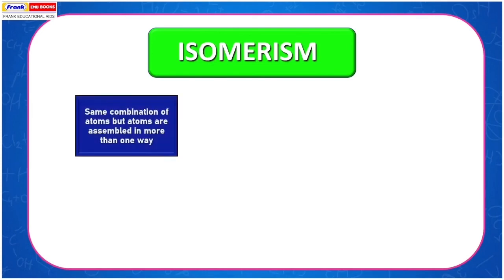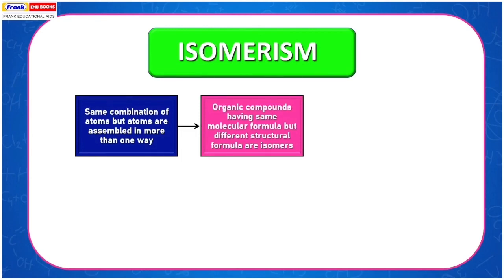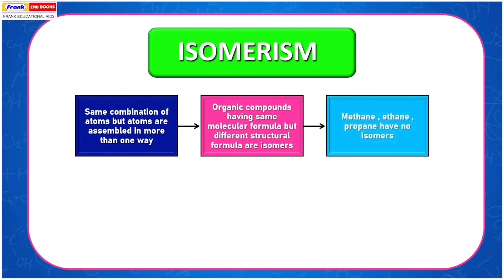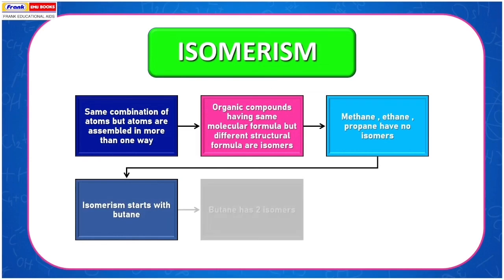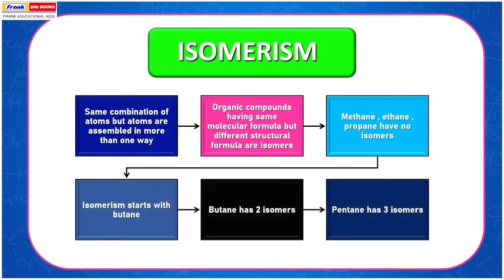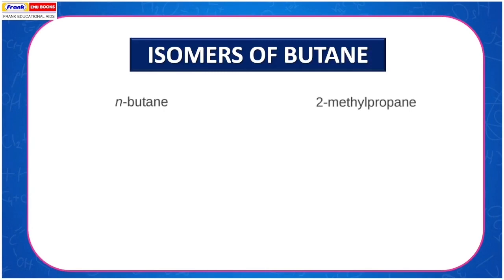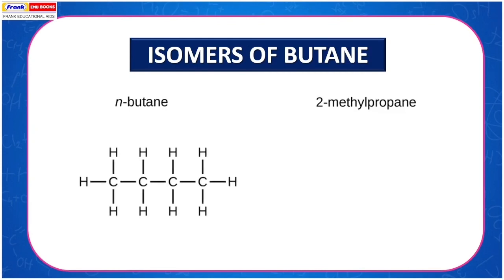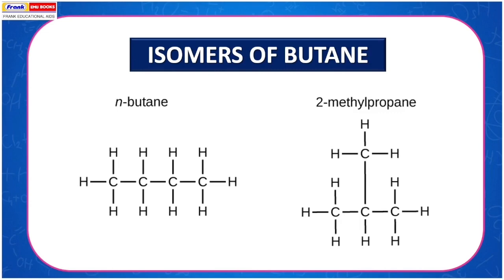Isomerism: the same combination of atoms, but the atoms are assembled in more than one way. Organic compounds having the same molecular formula but different structural formulas are isomers. Methane, ethane and propane have no isomers. Isomerism starts with butane. Butane has 2 isomers. Pentane has 3 isomers. The isomers of butane are n-butane and 2-methylpropane. In n-butane, we have a straight chain of 4 carbon atoms in which the valency is satisfied by hydrogen atoms. In 2-methylpropane, there is a straight chain of 3 carbon atoms with branching at the C2 carbon atom, and the valency is satisfied by hydrogen atoms.